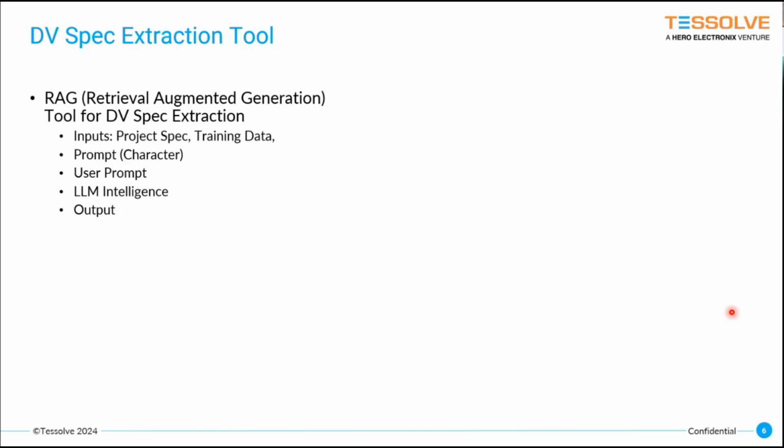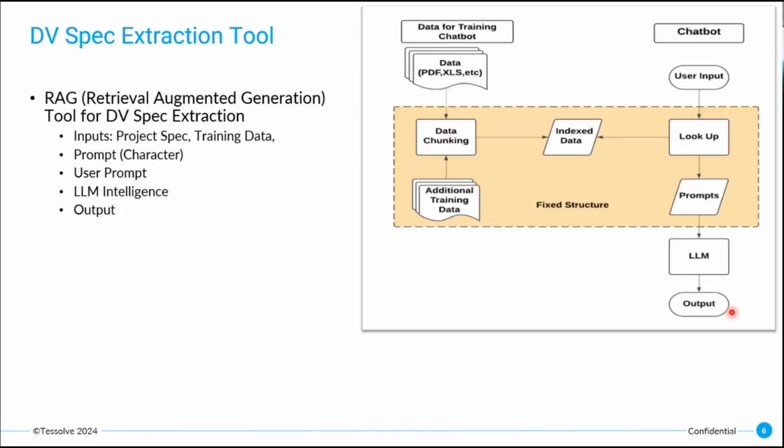If we talk about the first solution, that is the design verification spec extraction tool, there we are using the RAG model. It is a retrieval augmented generation tool. This is the block diagram of that model, the architecture of how the model works. The input is the particular project specification, also the training data about the terminologies and how to read the spec, and earlier available prompts. All these become the training data.